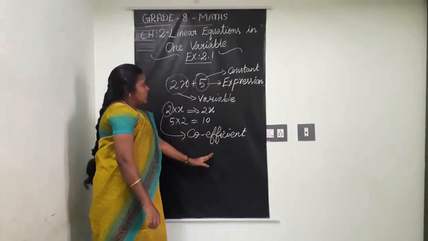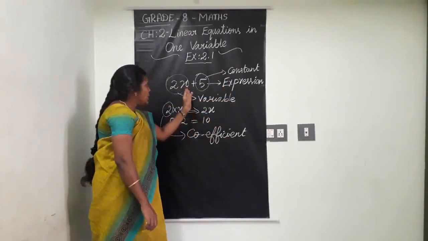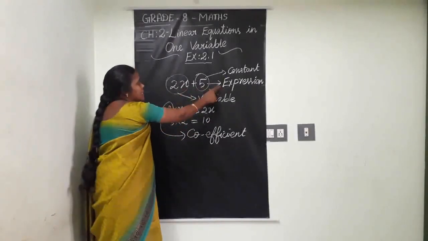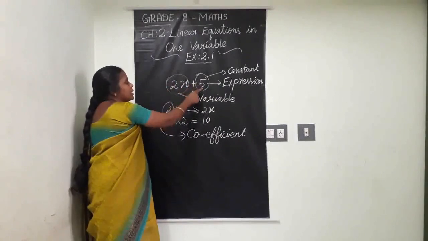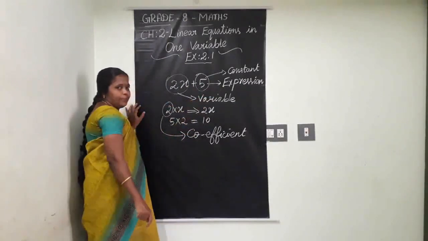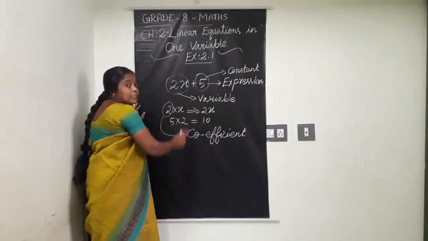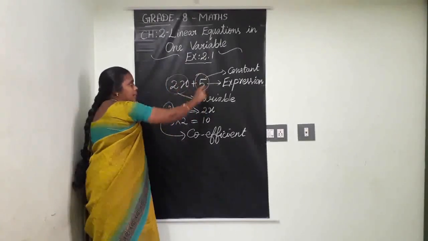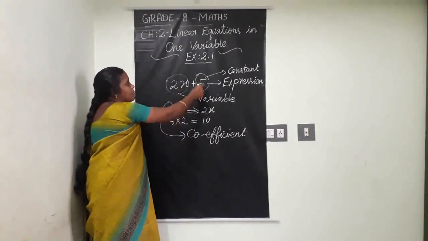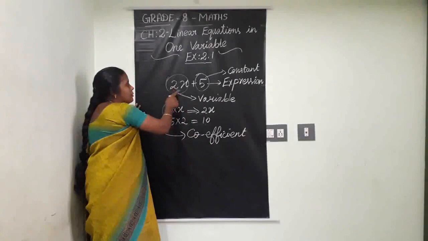See, again I am telling. What are the words we have seen now? Constant, expression, variable, coefficient. Also term. I am recalling again. Expression means it is a combination of variable and a constant connected with operations. That is called an expression. Here, 2x is the variable term. Term means a part of an expression is called a term. Here 2x is one part, 5 is another part. So each part is called a term. So it is called variable term.